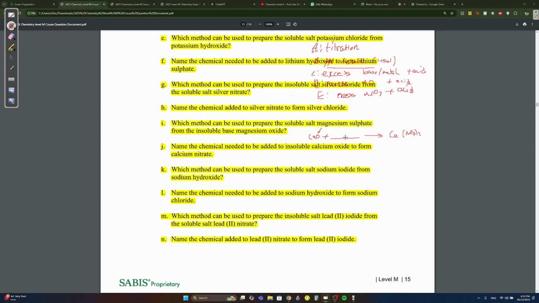But what are they asking? They want the chemical. Ca cancels with Ca. And since I need an acid, it's going to be H. What am I getting? NO3. So HNO3. And what is this acid called, guys? Nitric acid. Okay, so J, it should be nitric acid.